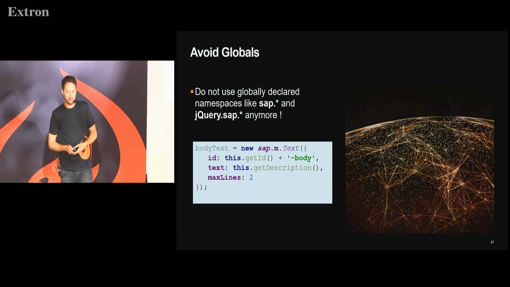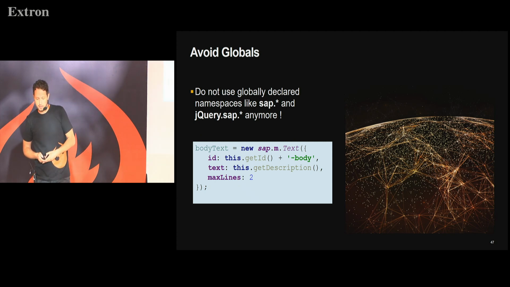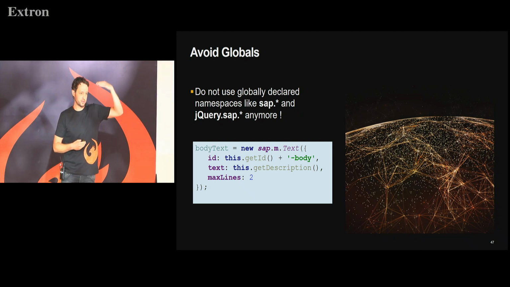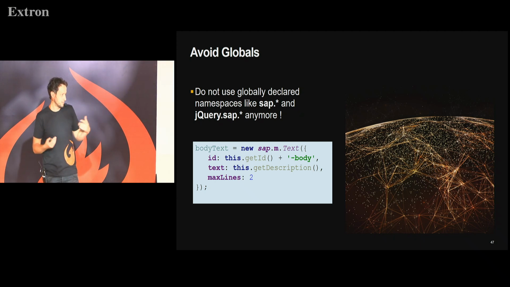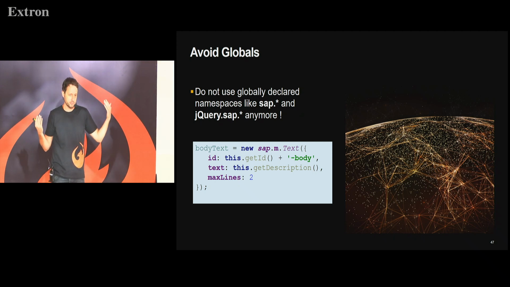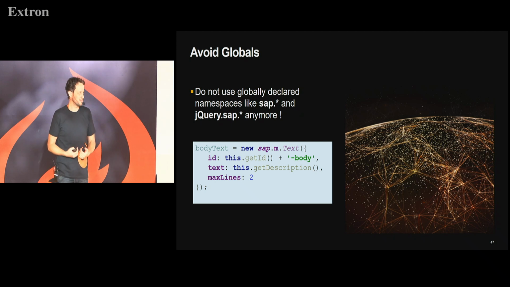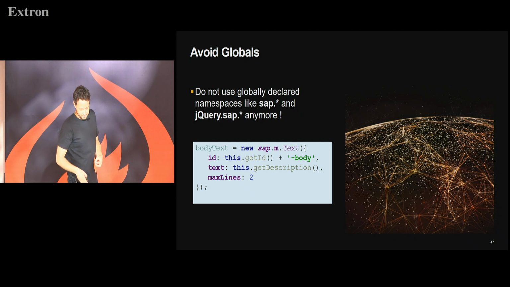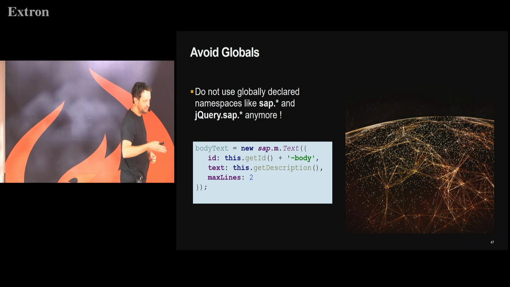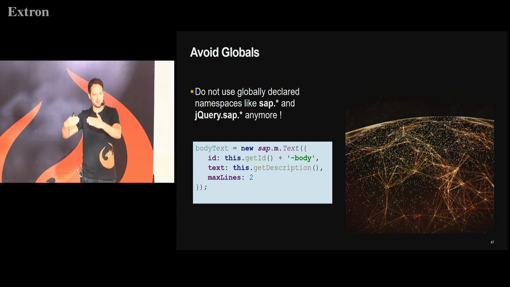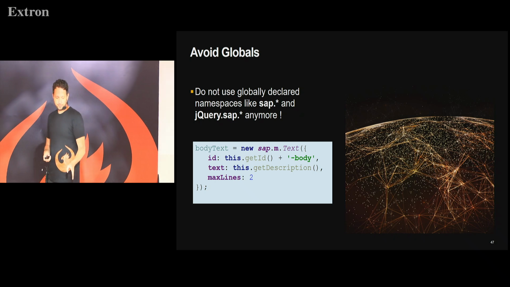Avoiding globals. SAP.m.text means you access a module on a global namespace, right? We did register all of our namespaces to the window object, basically, which at the time felt like a good idea. It's not so much. So obviously, this should not happen anymore. If you need an SAP.m.text, we just learned that you use the SAP UI require functionality to get access to this module and then use it instead, right?